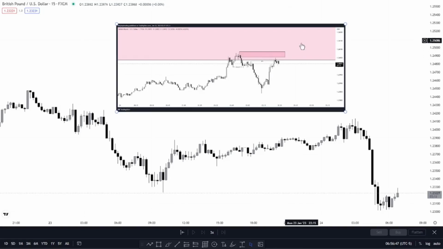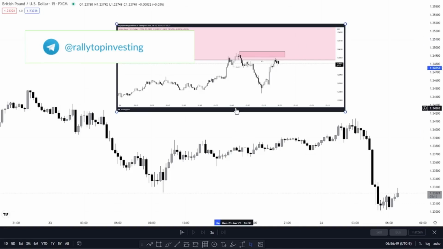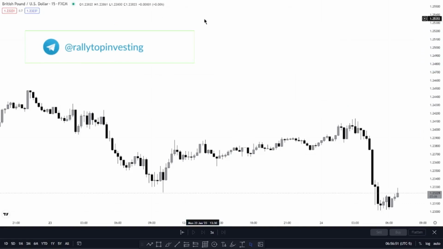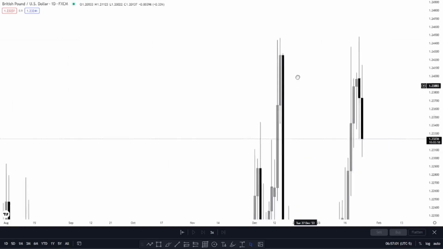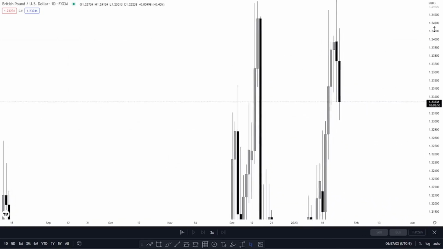Now let's get to the daily time frame and see the general direction of the market so that we can know what is happening on the higher time frame. So let's get there.